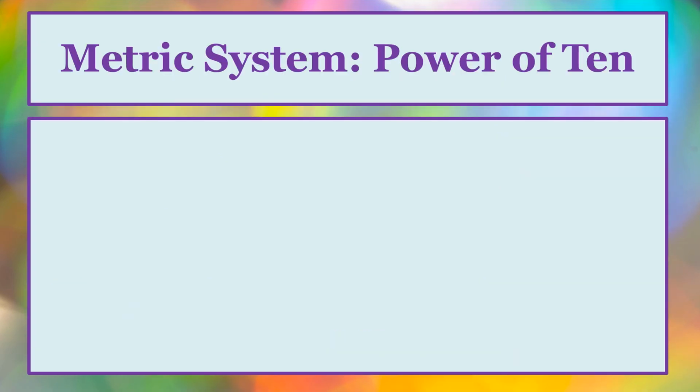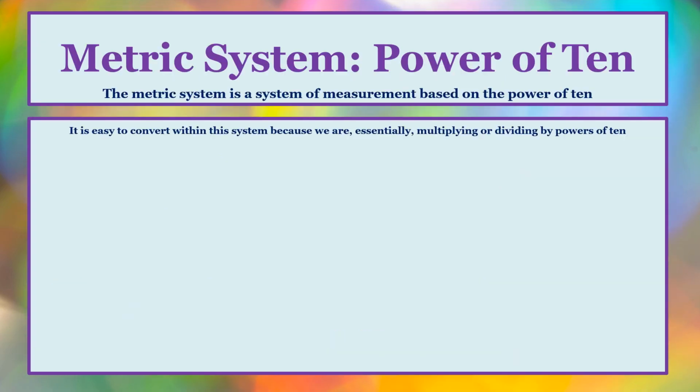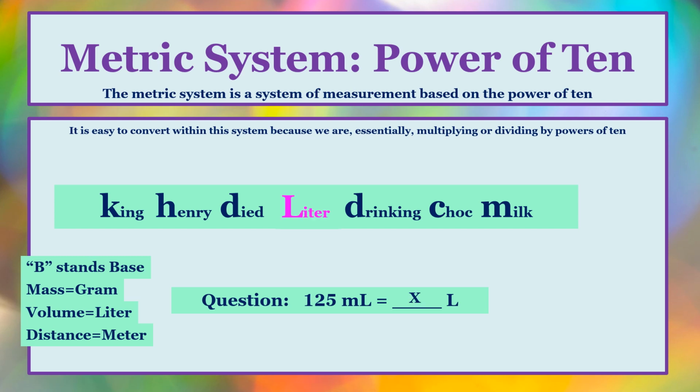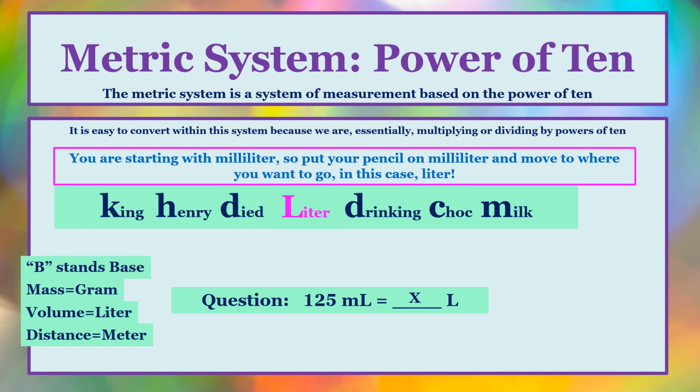Since I know the metric system is based on powers of 10, I'd rather just slide my decimal. So our question is going to be the same one as the previous slide. 125 milliliters equals X liters. I know this is liters, so my base is going to be liters. You're starting with milliliters, so put your pencil on milliliters and move to where you want to go, in this case, liters. So we're actually going to move our arrow to the left. 1, 2, 3. Our number is 125.